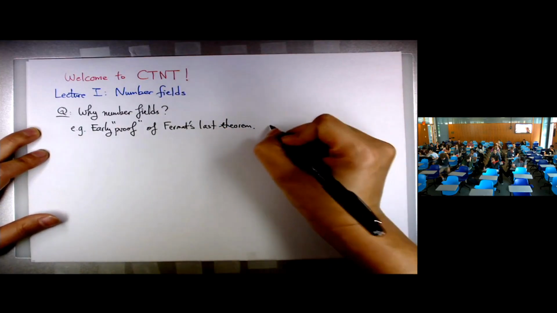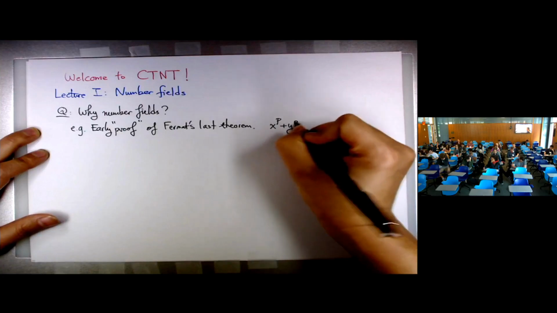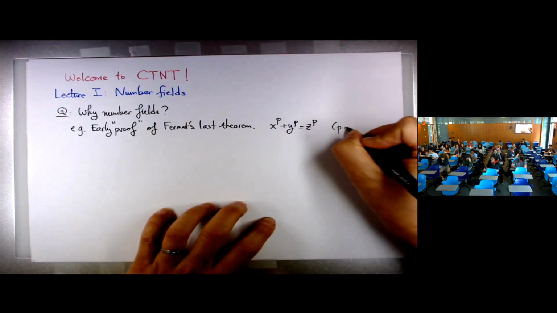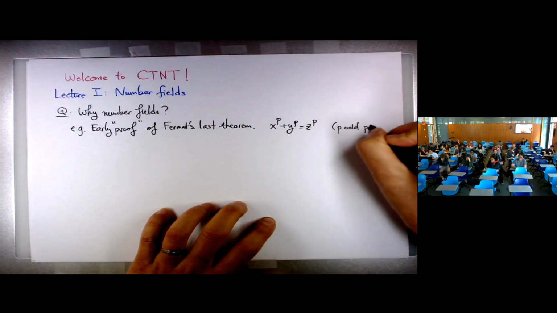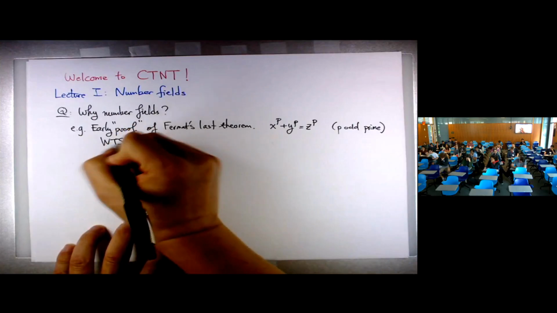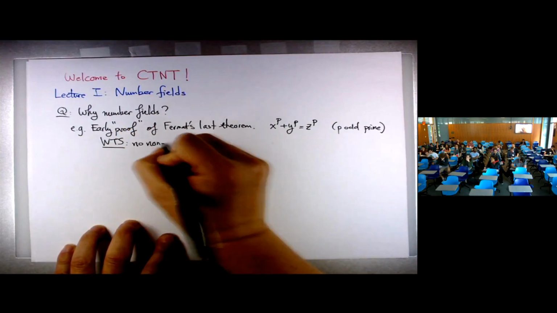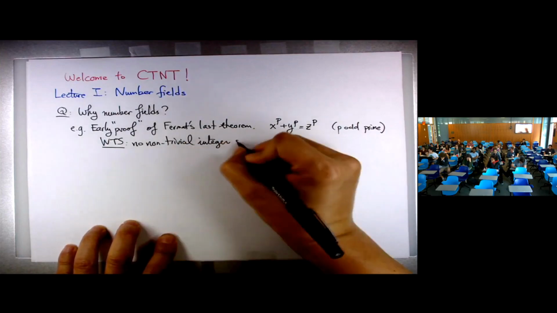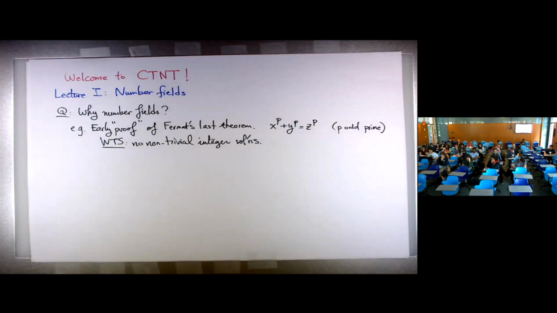What you want to show is that you have Fermat's equation, x to the p plus y to the p equals z to the p, where p is an odd prime. You want to show there are no non-trivial integer solutions. So that was Fermat's last theorem. Of course, this was proven by an extremely difficult, highly technical method.